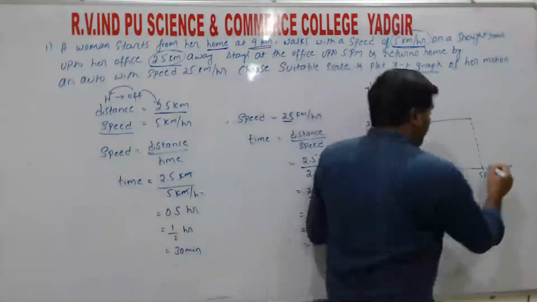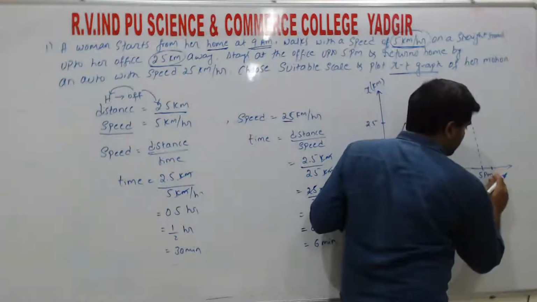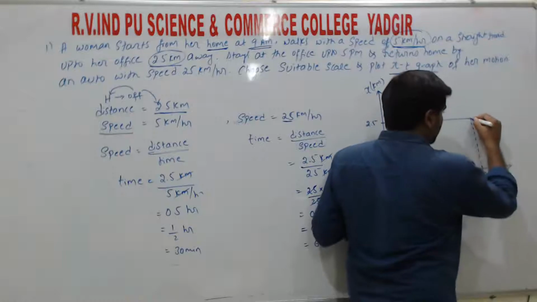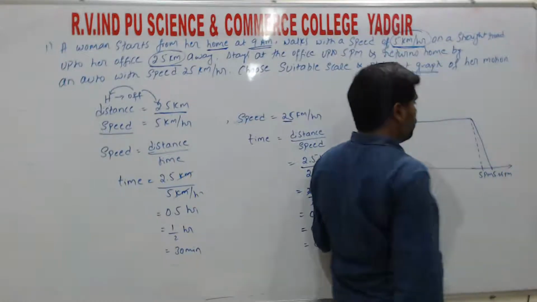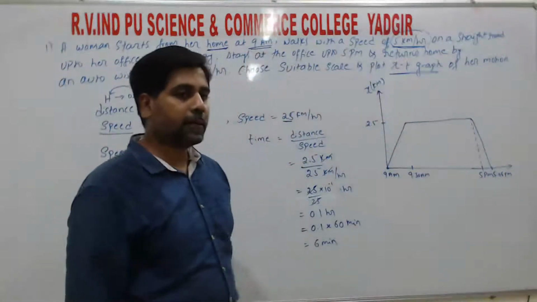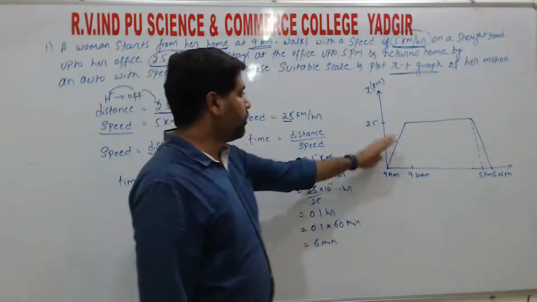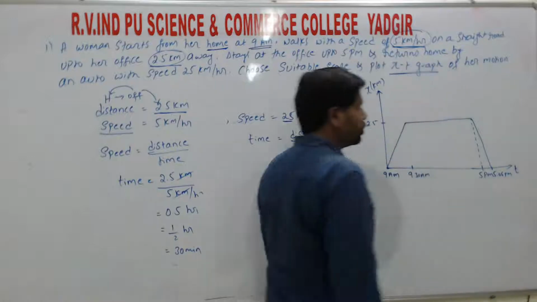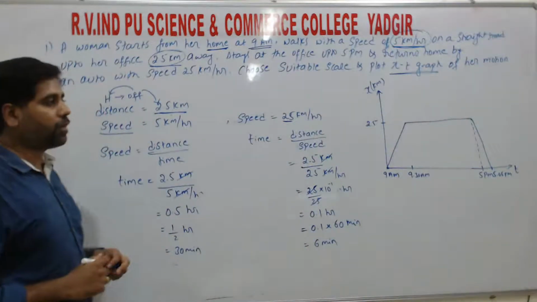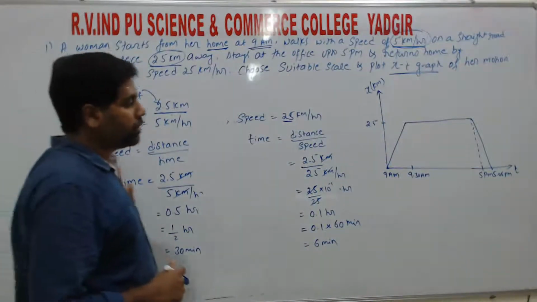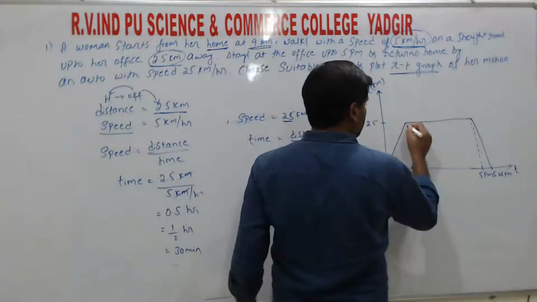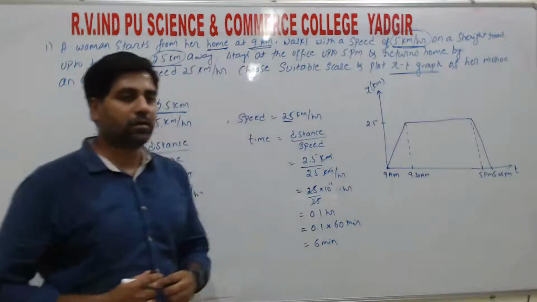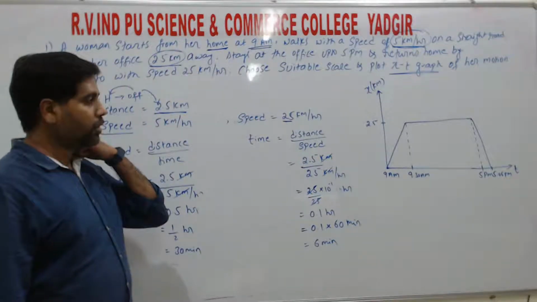So again, somewhere here, the time is 5:06 p.m., that is when she reaches her home, right? So this will be the x-t graph. From the given information, we calculate and find the x-t graph, right?